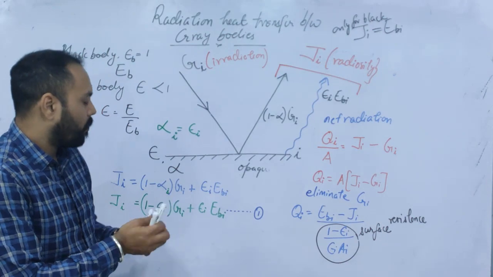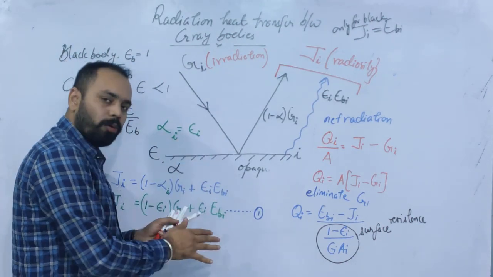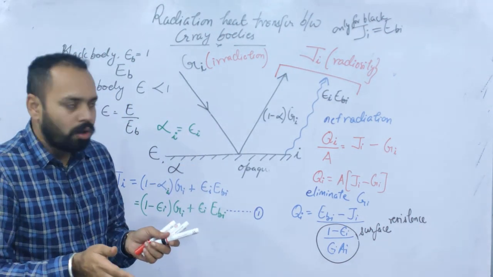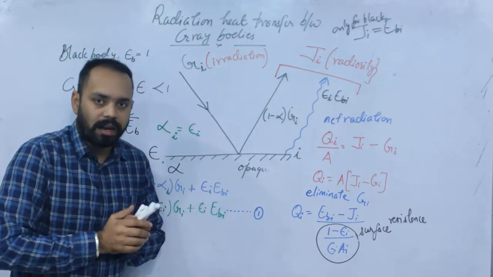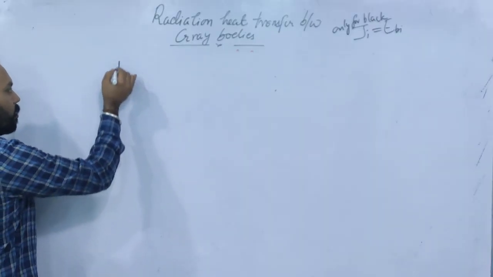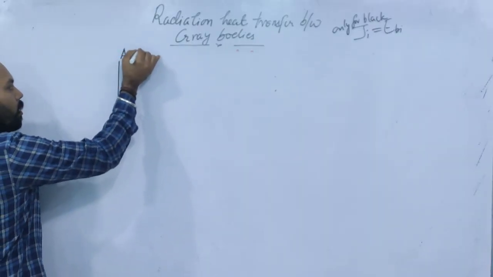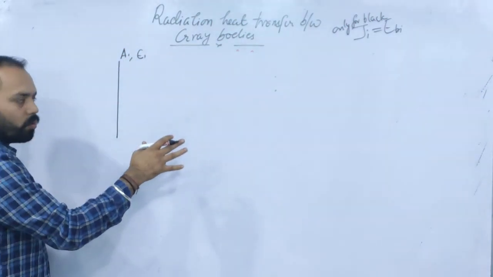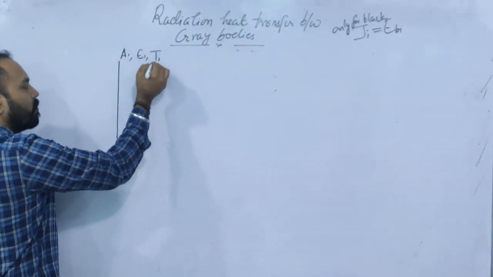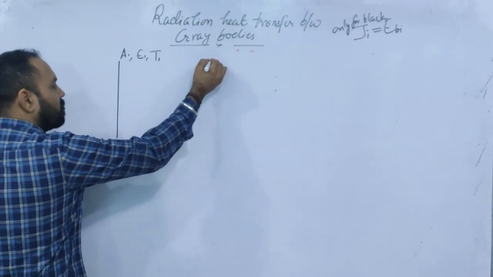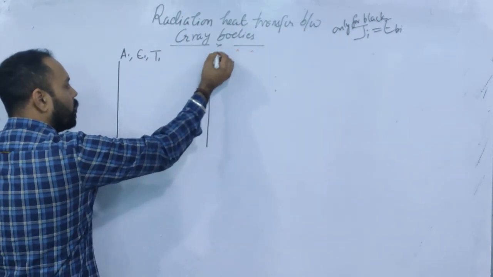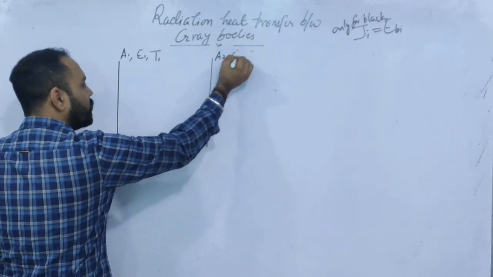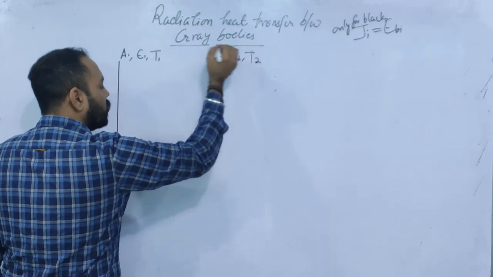Now, suppose I am considering here a single body. What happens when there are two bodies? Let us consider that case. Suppose this is a body having area A1, emissivity epsilon 1, which is not equal to 1, so it's a gray body, with absolute temperature T1. This is another body having area A2, emissivity epsilon 2 and temperature T2.